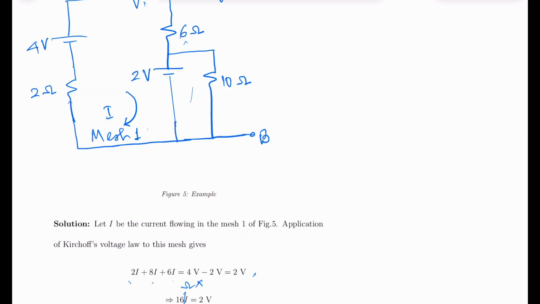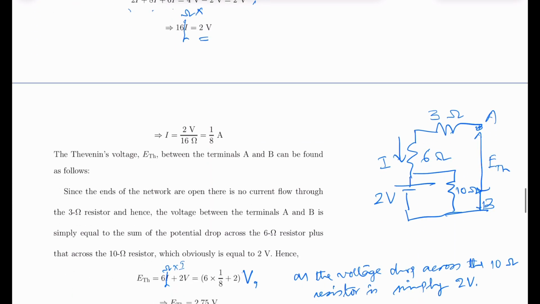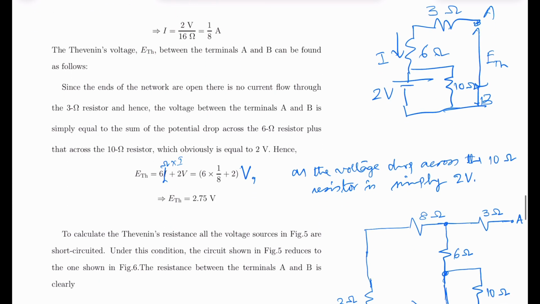So this is 4 volt minus 2 volt, which is 2 volt, and you finally get 16 ohm as the total resistance in this mesh. So 16 ohm into I is 2 volt, or the current I is 2 volt upon 16 ohm, and this is equal to 1 upon 8 ampere.